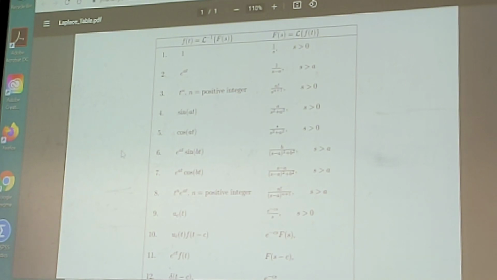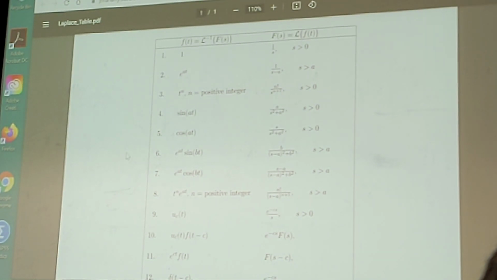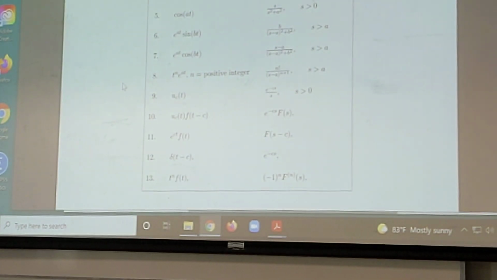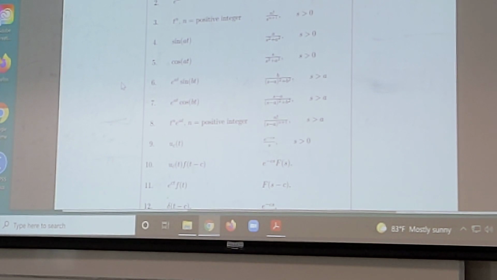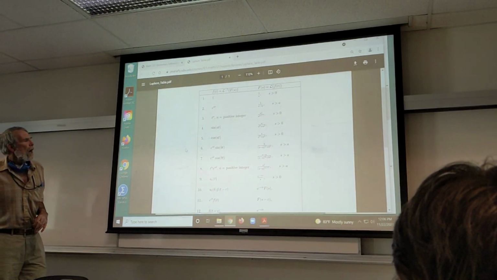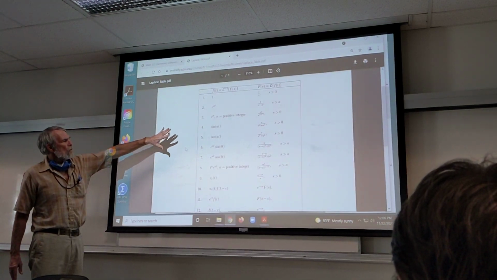Let's see, the important one we're going to be using today, what is the important one I'm going to use today? I guess they don't have it on this table. Okay, we won't do that. We'll talk about it soon.